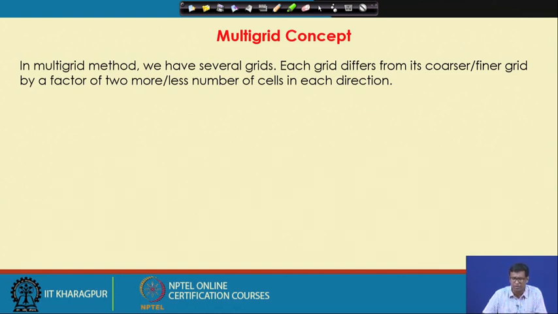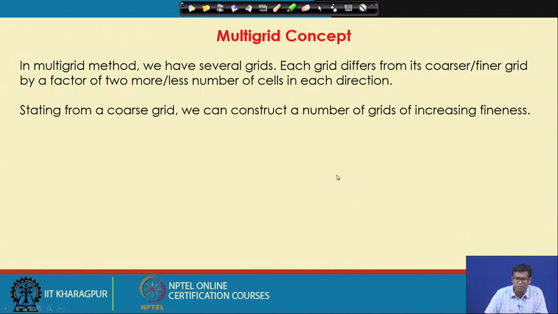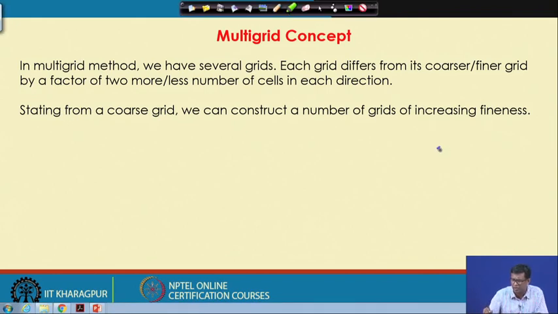That means, if I have a mesh and I go to the coarser level, the coarser level will have half the number of cells in that direction, and if I go to a finer level, the finer level will have double the number of cells in that direction. Starting from a coarse mesh, we can construct a number of grids of increasing fineness. Say I have a geometry where initially I have 4 points, this is the coarse mesh, and then I double the number of internal points.